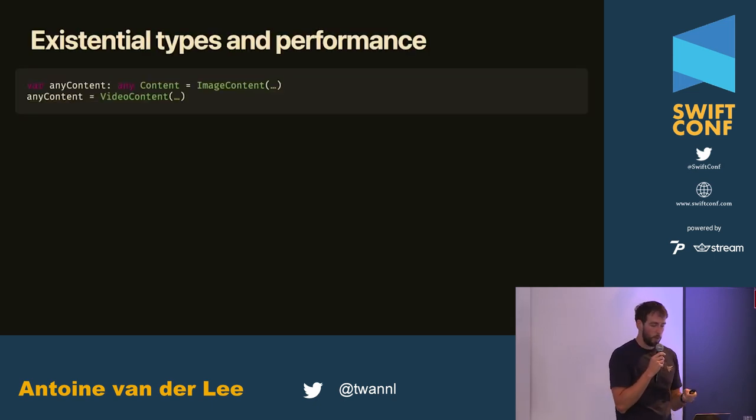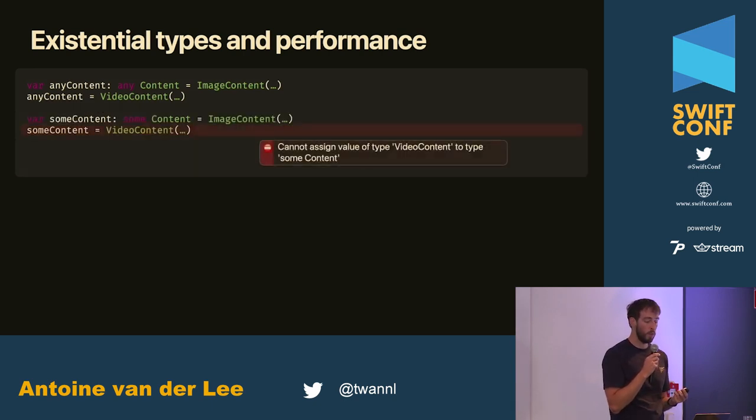And I want to dive in a bit more on the performance, right? So here we have a beautiful property, any content. I hope it's readable, by the way, in the back, but it's just an any content variable that you can change to any content. So in this case, we start with an image content, and we can change it to a video content, and it all works fine.